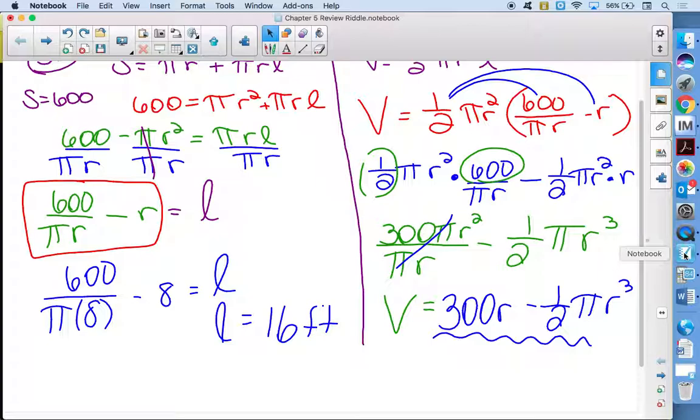Any questions? Emma? Yeah, why were you trying to find the length? It asks for the dimensions. The last part of part C says what would the hut's dimensions be. See that last little part. So my dimensions in this case would be the radius and the length, along with the max volume. Other questions?